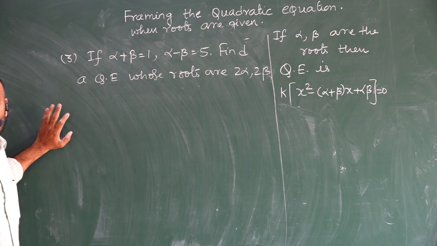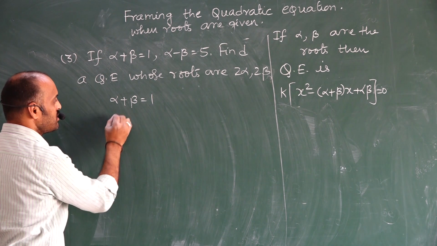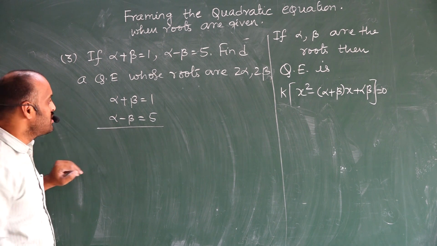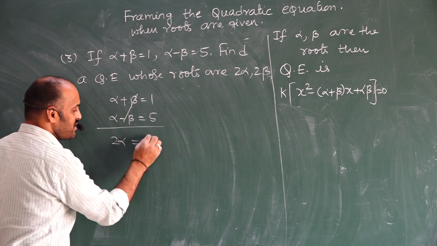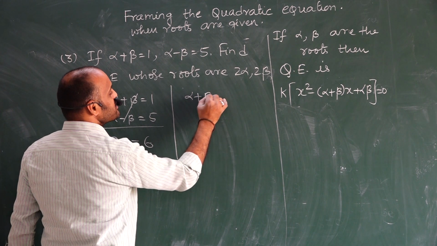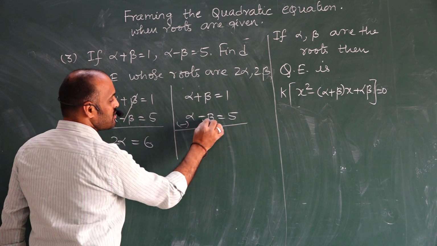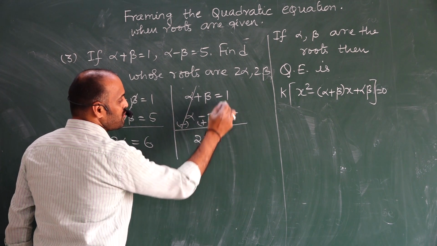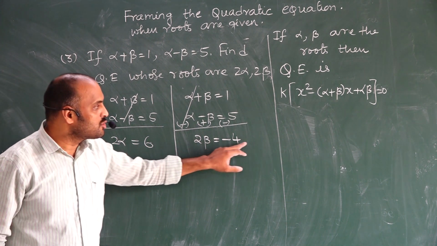First, I need to find alpha and beta. See this, what has he given? Alpha plus beta is equal to 1. Alpha minus beta is equal to 5. If I add these two equations, alpha plus alpha, 2 alpha, beta minus beta gets cancelled, 1 plus 5, 6. I got the 2 alpha value. Similarly, if I subtract, beta plus beta is 2 beta, 1 minus 5 is minus 4. I got the 2 alpha value, I got the 2 beta value.